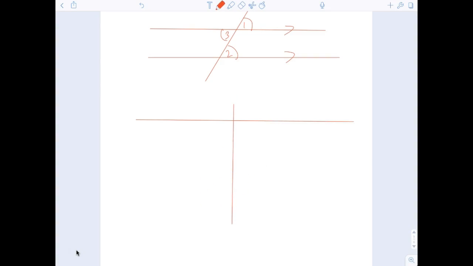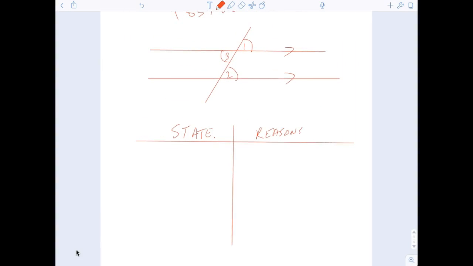All right, in here, this is my statement, and these are my what? Reasons. Okay, so basically, you have given that the lines and the transversal are there, just like before. So bear with me. So number 1, if this is L and this is M, you would say line L is parallel to M, and line N is a what? Transversal. And that is what? That's given.